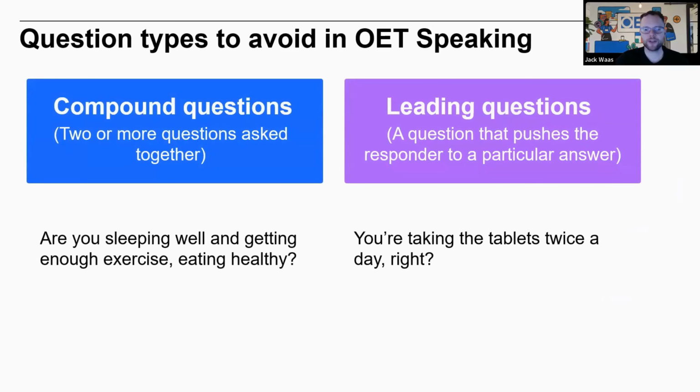There are two types of questions you should avoid, and those are compound questions and leading questions. Compound questions are when you ask two or more questions in one go. The problem with compound questions is that they lead to ambiguity. The patient may not know which aspect of the question to answer. And a leading question is one that pushes the patient to a particular answer. All right, so these are the types of questions that we might want to avoid.